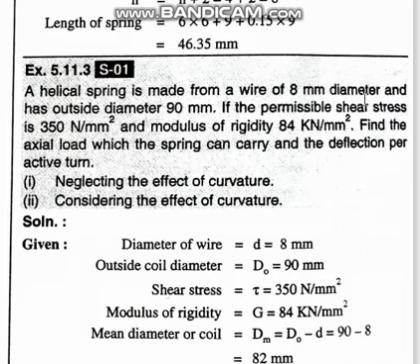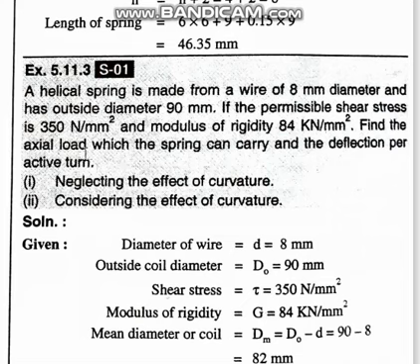Okay, if the permissible shear stress, say tau, is given. Tau is 350 Newton per mm square. Modulus of rigidity 84 kilonewtons per mm square. This k should be small letter. Here they have written capital. Say kilo is always small k. Okay, then find actual load.